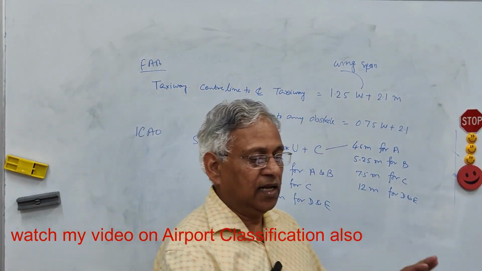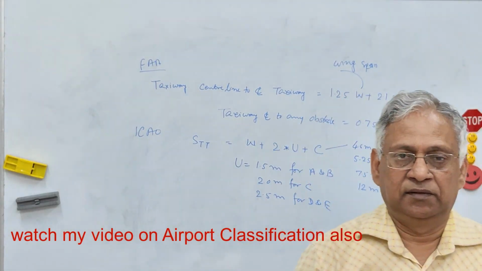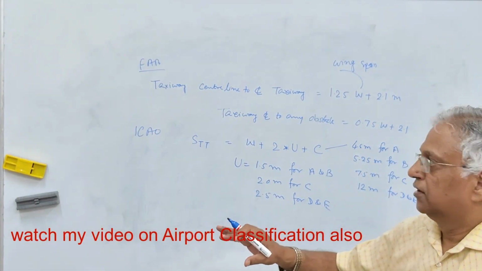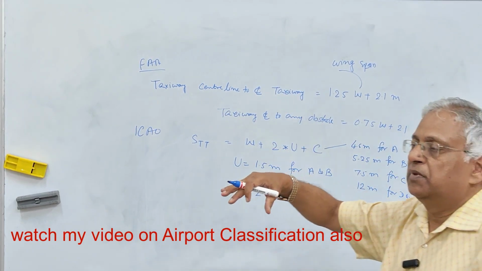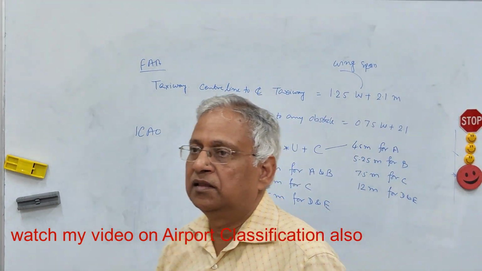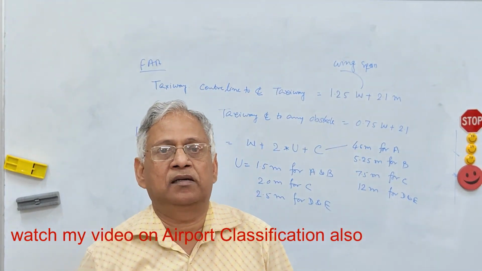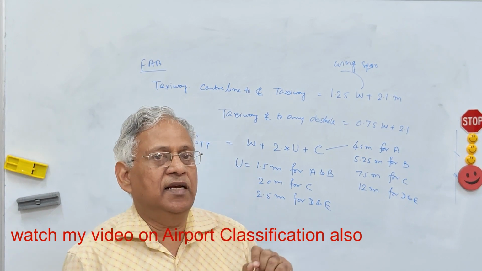So depending upon the class of aircraft using the airport, we can determine what should be the minimum clearance distance or minimum clearance between two parallel traffic ways. These are as per FAA and ICAO.